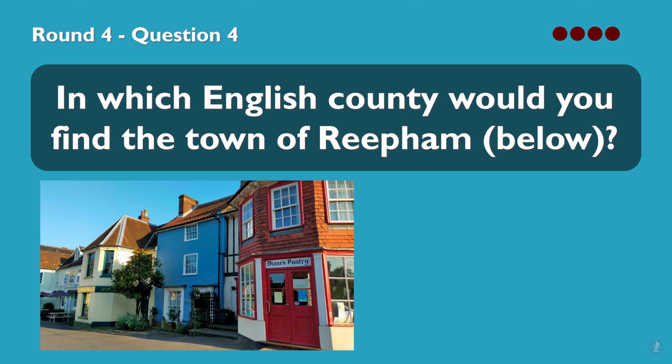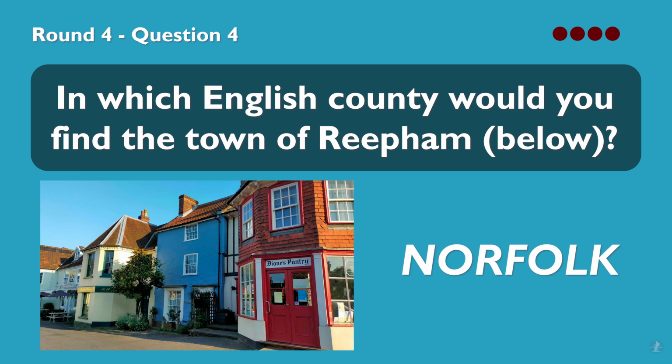And question 4, our final question for the week. This image shows the marketplace in the small countryside town of Reetham. But in which English county would you find it? The answer is Norfolk. This town of just over 2,000 people is located in the heart of the Norfolk countryside, famed for its beautiful Georgian architecture, and a churchyard with no less than 3 churches. Well worth visiting if you're in the area.